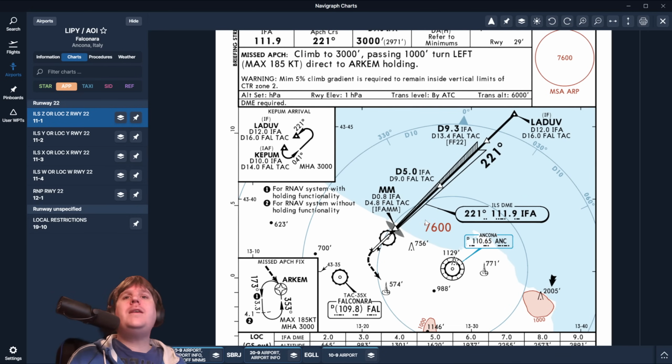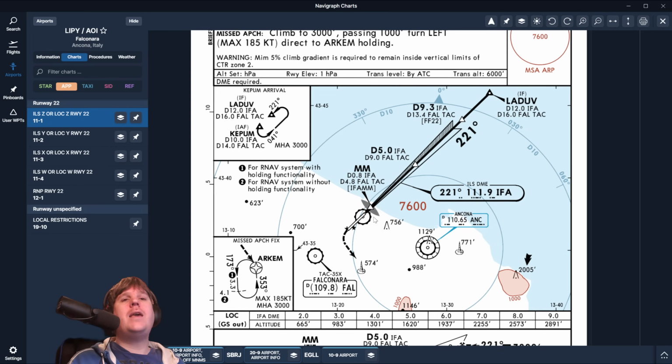And so if all of these things are the same, what's different? And that difference, whatever it is, is what makes one an ILS Zulu, what makes another one an ILS Yankee or an ILS X-ray. In this case, and this is a really obvious difference in this specific example, but as we'll see in a moment, they're not always as obvious.